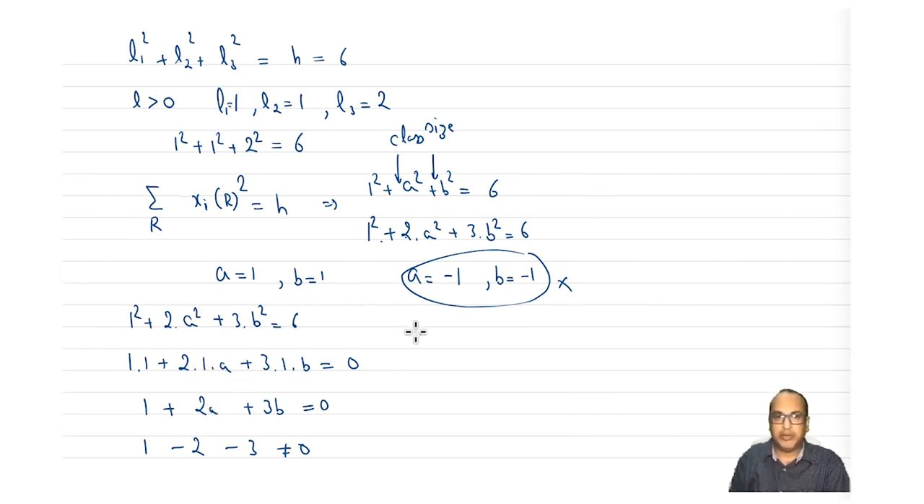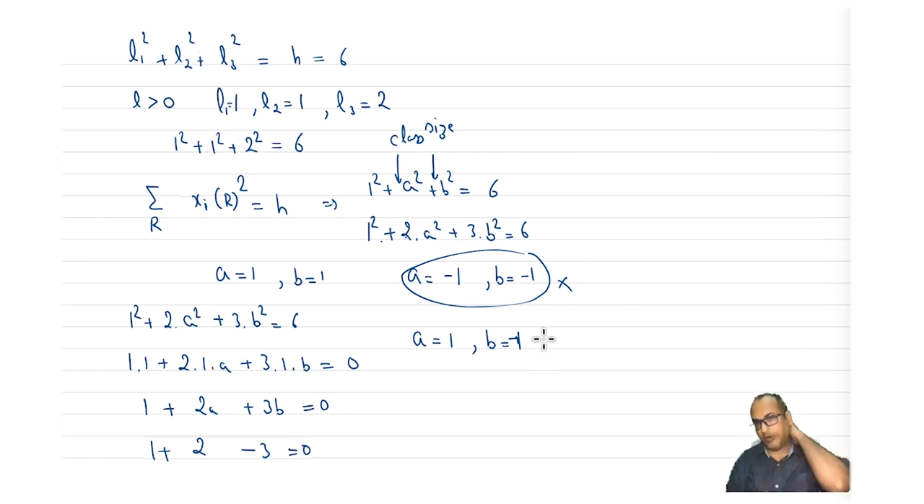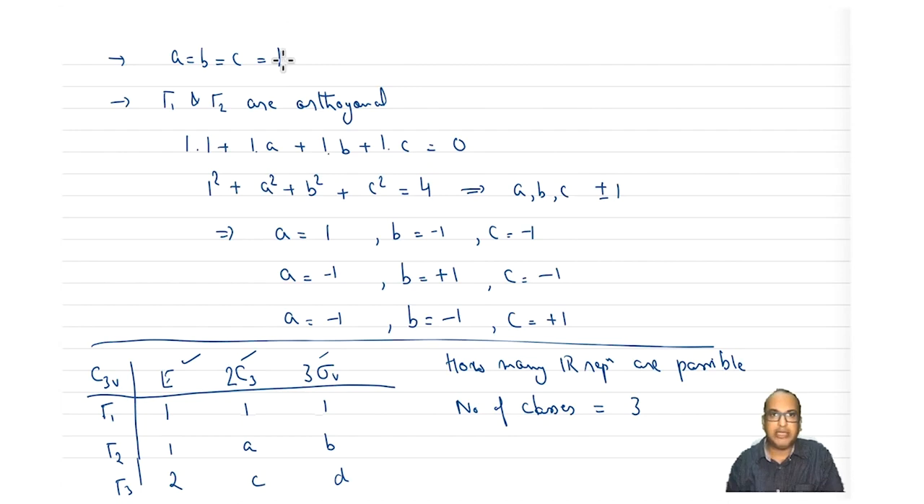Okay. So now, if we do A is equal to plus 1 and B is equal to minus 1, it does solve this, right? So you can see that this becomes plus 1 and now this becomes 1 plus 2A minus 3B, right? 1 plus 2 minus 3 will be equal to 0. So now we have found one more solution. So let's go back and fill this up. So 1 and minus 1. Now we have two variables and we can easily get two equations from two orthogonality conditions. So let's do that.